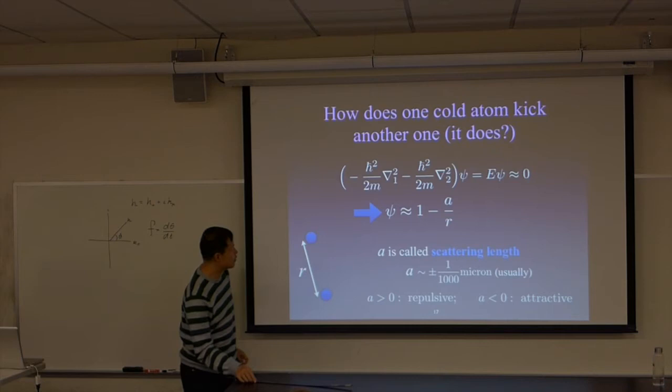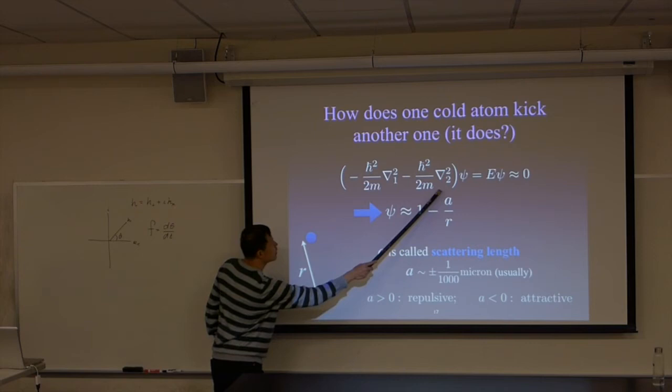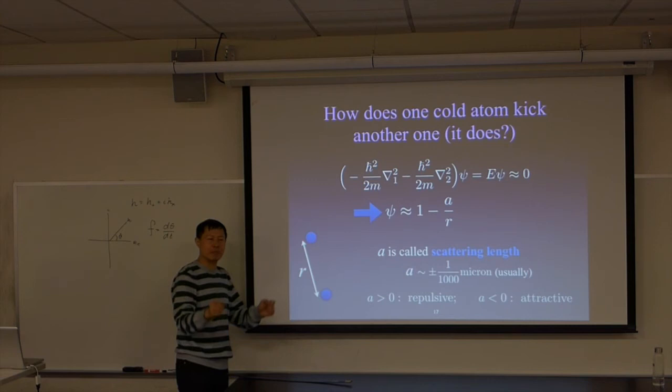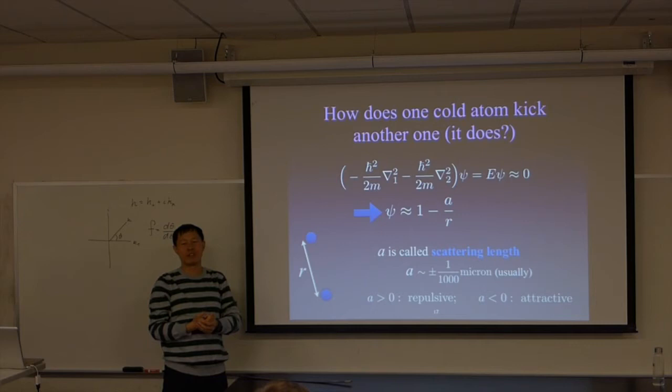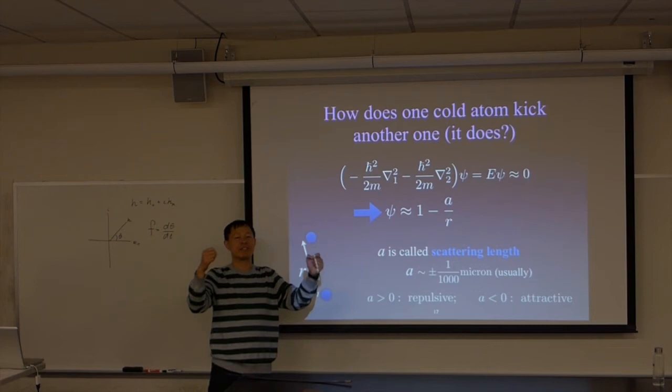To understand this, we need to solve the Schrödinger equation. Outside of the range of interaction, solve this equation at low energy, then you can show that the dominant channel for the atoms to interact is when they have zero orbital angular momentum. Because if they have non-zero orbital angular momentum, the centrifugal barrier would prevent them from coming too close. So the zero orbital angular momentum state is called the S-wave state.